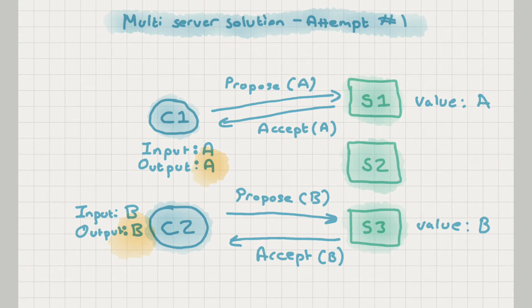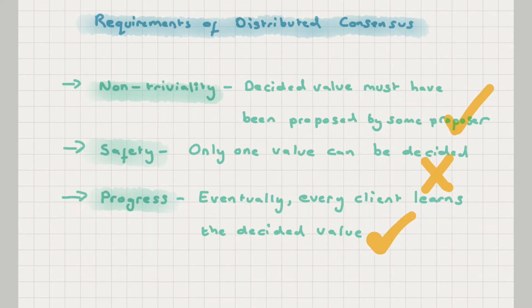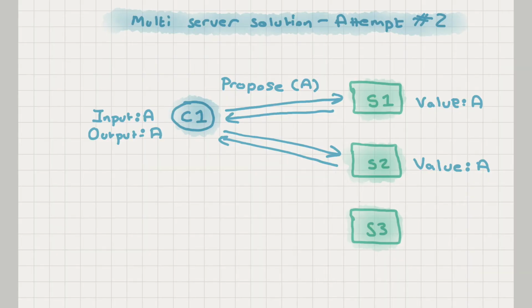So if we revisit the requirements of consensus from before, we still have non-triviality. We no longer have safety because the clients learned different values. We do, however, still have progress. So how can we avoid problems like this? Instead of requiring clients to write the value to one server, we're going to require them to write it to 2 of 3 servers. The good thing about using 2 of 3 servers is that any pair of servers in a set of 3 is going to overlap by at least 1 server. Let's have a look at this in practice.